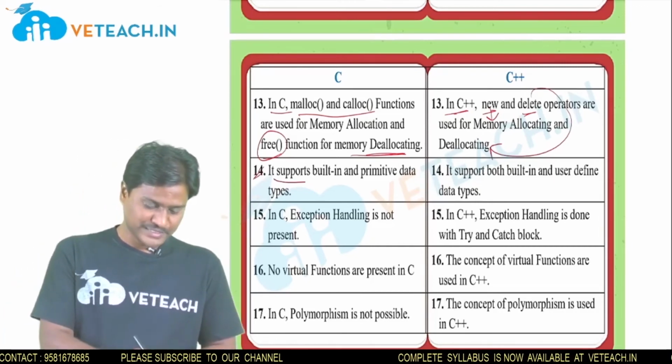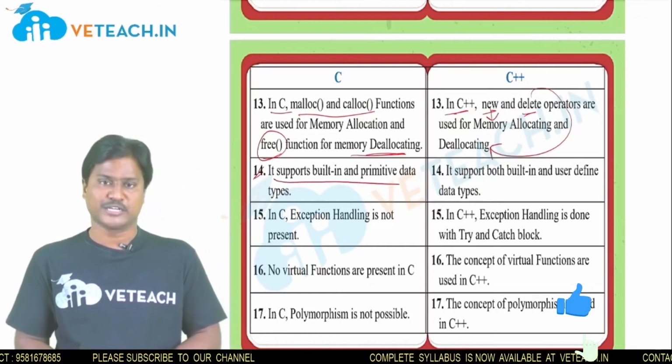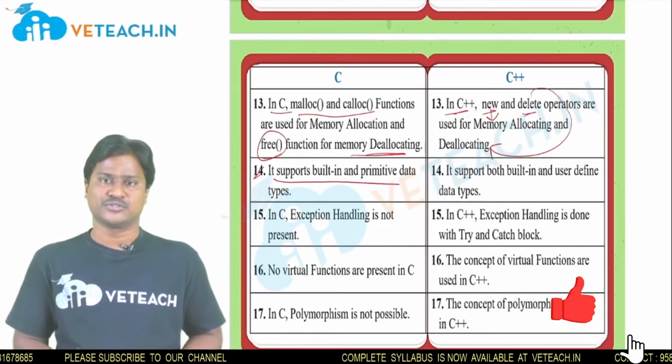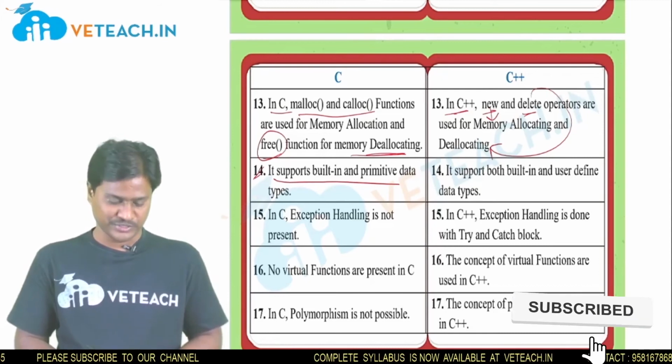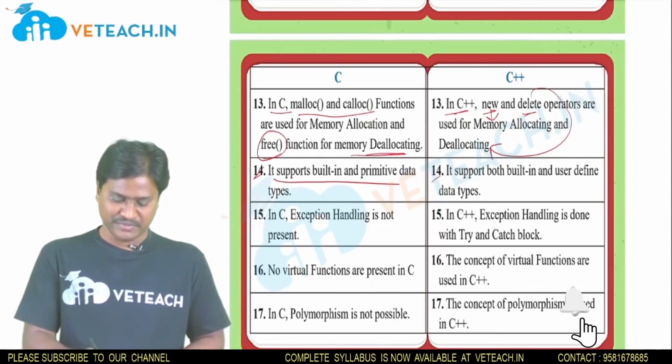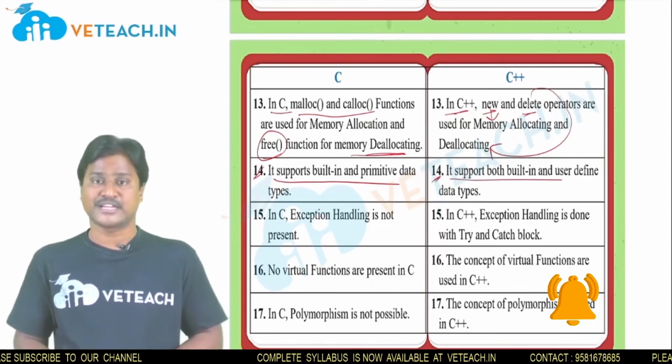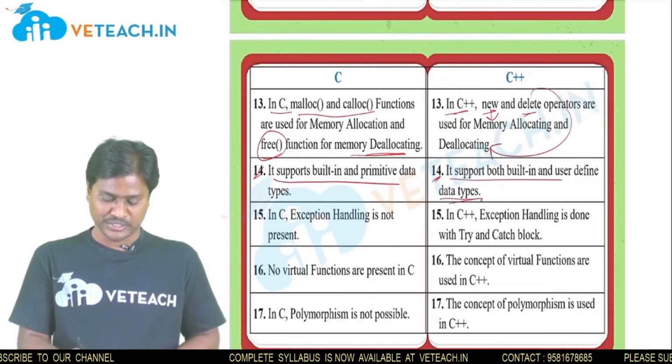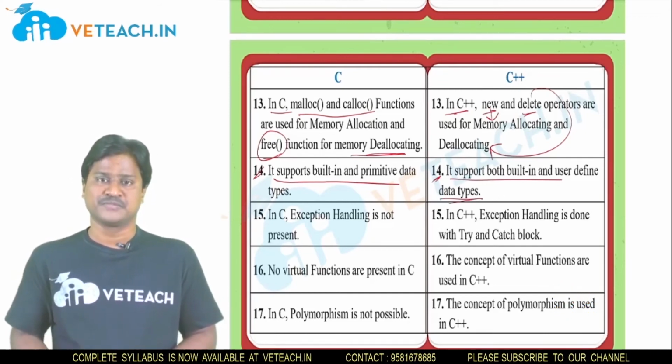And C also supports built-in and primitive data types, which is a very natural feature in every language, whereas C++ supports both built-in types and user-defined data types. User-defined data types may be things like classes.